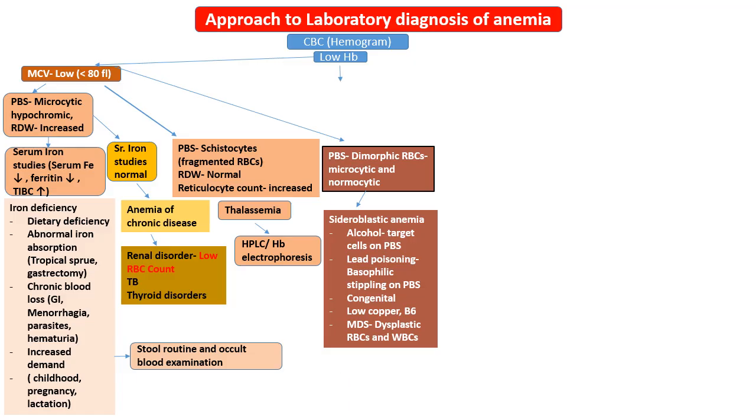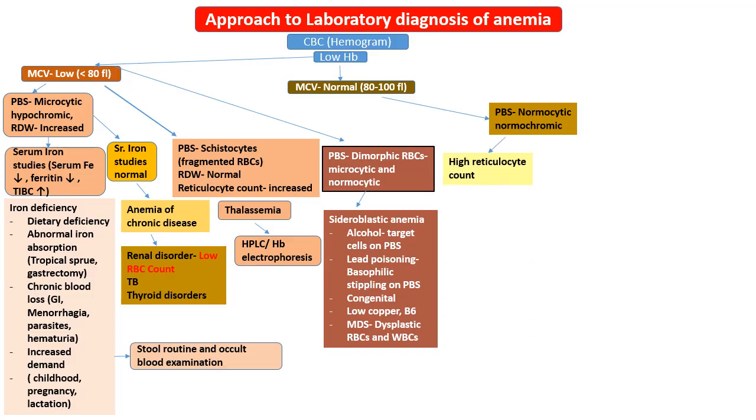Now, if the patient is having low HB but the MCV is normal, that is in the range of 80 to 100 femtoliters, again we will see the peripheral blood smear. In this case, the peripheral blood smear will be normocytic and normochromic. Now, the next test which you have to advise here is again reticulocyte count. If the reticulocyte count is high, the possibility is of hemolytic anemia. The next test here which you have to advise is Coombs test.